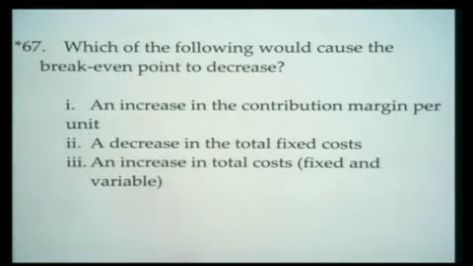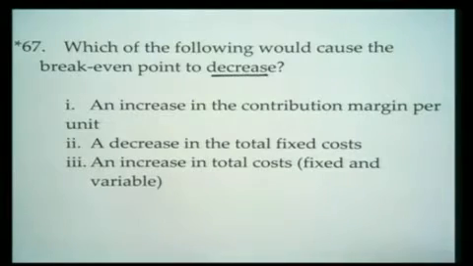So which of the following would cause the break-even point to what, guys? Decrease, okay? Now remember, that's saying which of these, if it happened, would make it to where we would then need fewer students to show up for us to break even, okay? If this happened, we really would need a whole heck of a lot of students to show up for us to break even. Well, let's see. Number one, an increase in the contribution margin per unit.